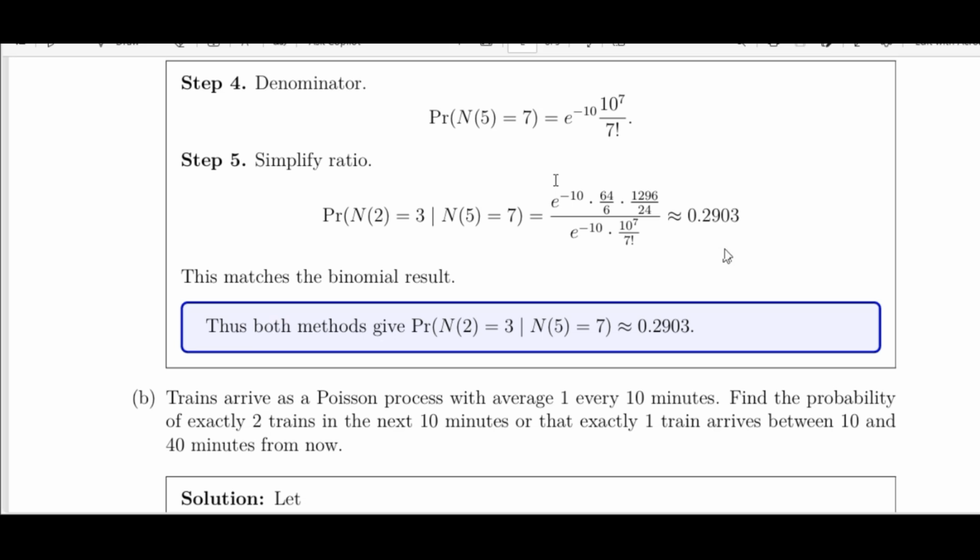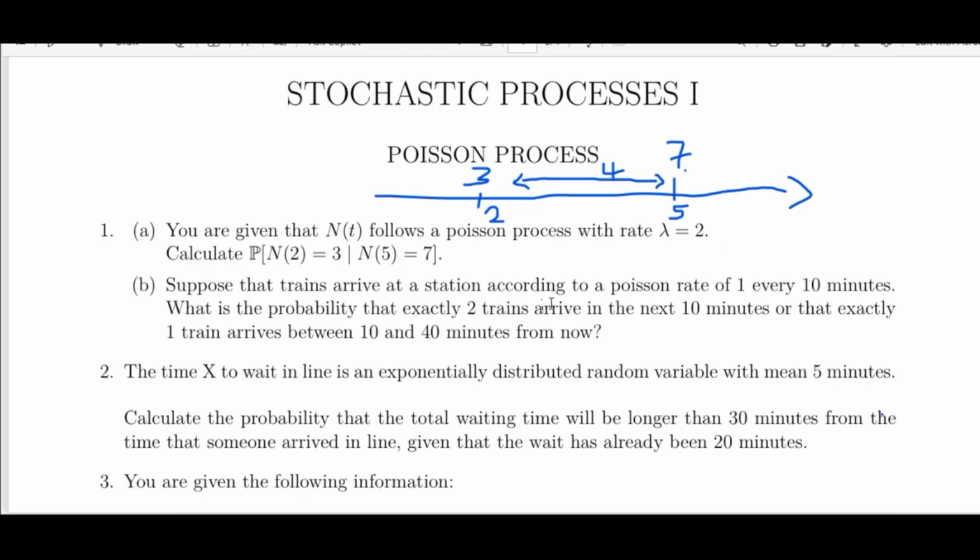Yeah. So let's see the next one. Suppose that trains arrive at a station according to a Poisson rate of 1 every 10 minutes. What is the probability that exactly 2 trains arrive in the next 10 minutes, or that exactly 1 train arrives between 10 and 40 minutes from now? So the rate is 1 every 10 minutes, which means our lambda is going to be 1 for every 10 minutes.